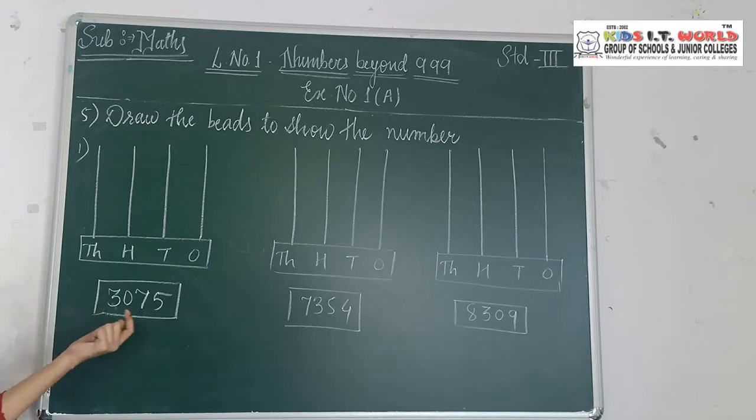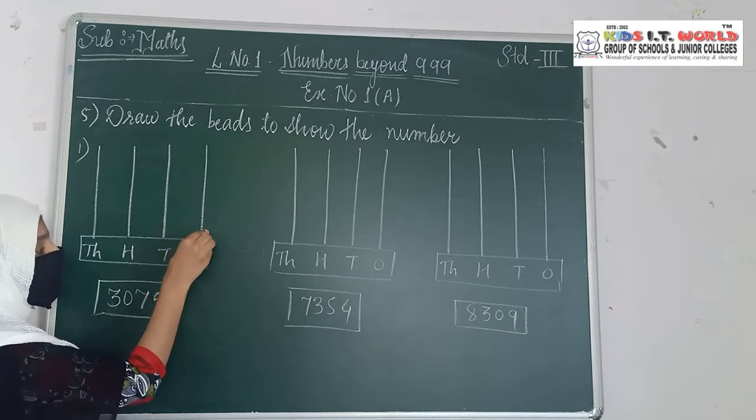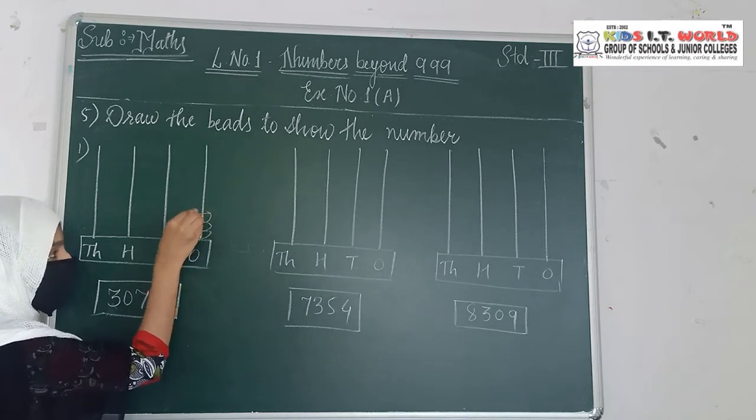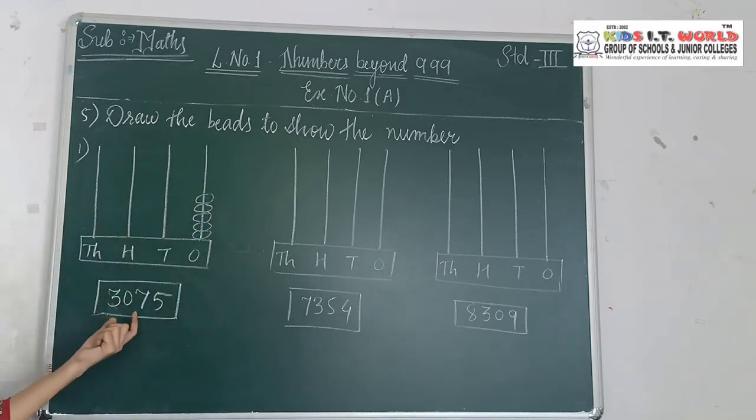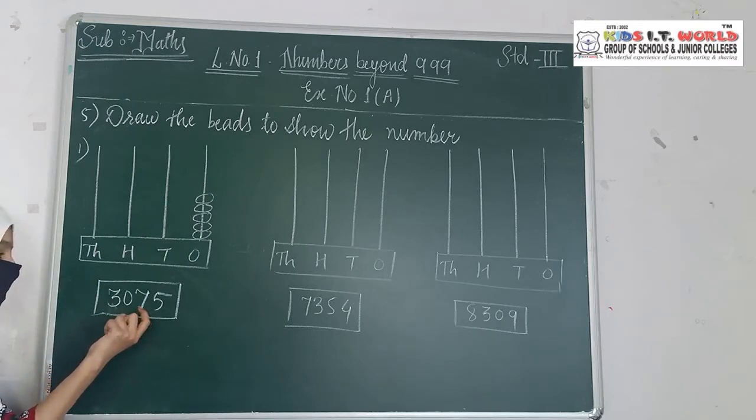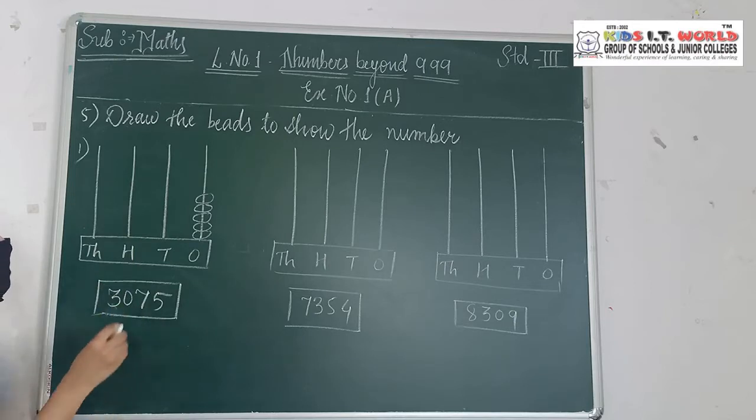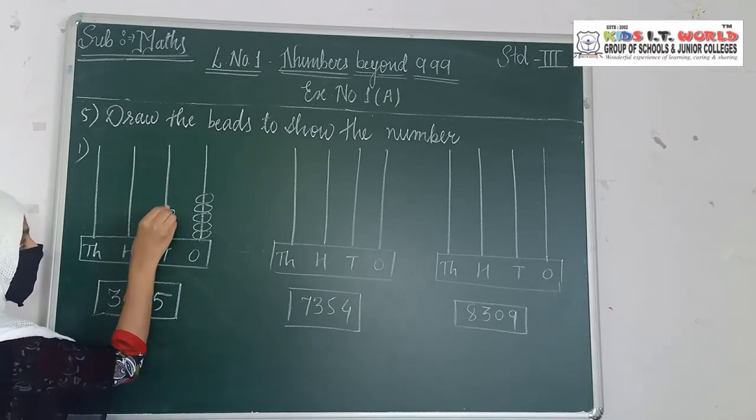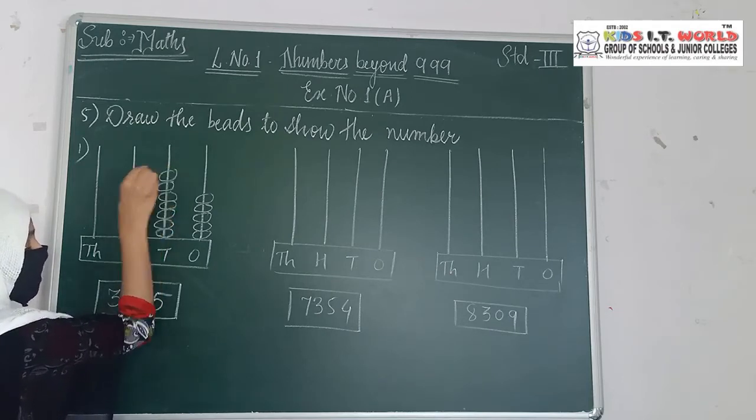So we will start from the ones. On the ones position it has a 5. So we will draw 5 beads on the ones. So let's do 1, 2, 3, 4, 5. And next the tens. On the tens place we have the value 7. So on this tens spike of the abacus we will draw 7 beads. So it is 1, 2, 3, 4, 5, 6 and 7.